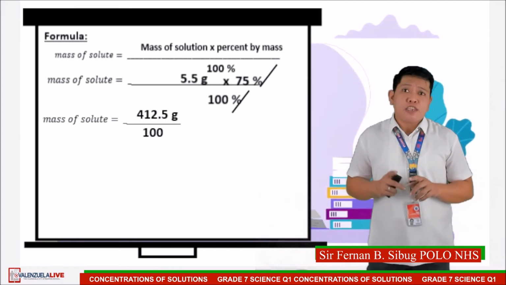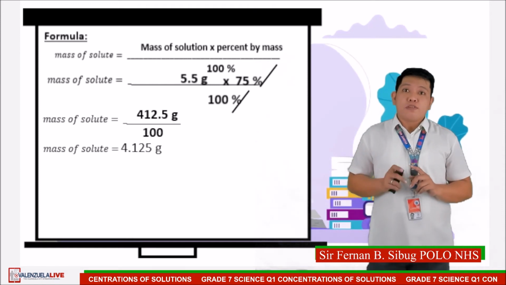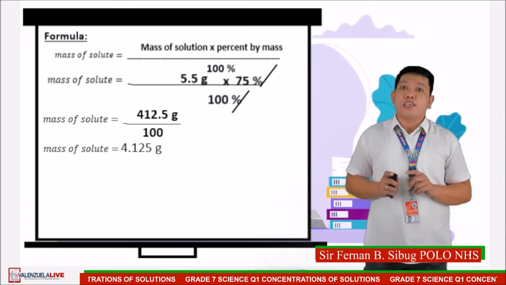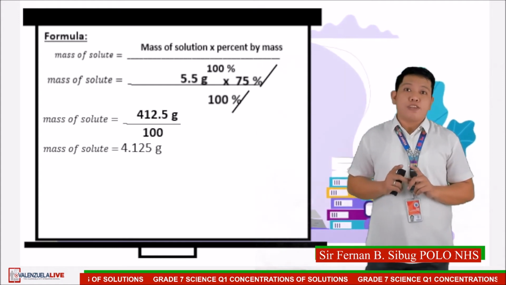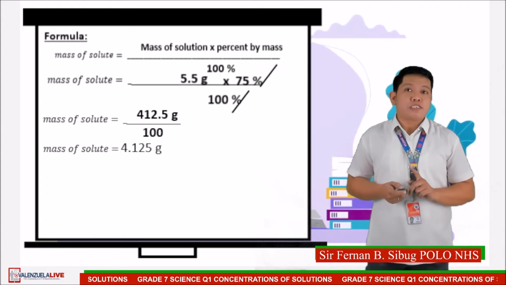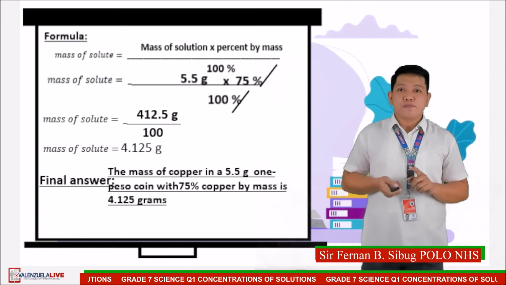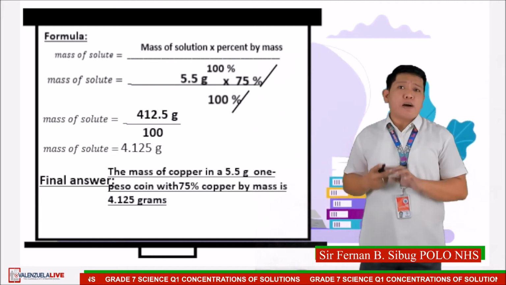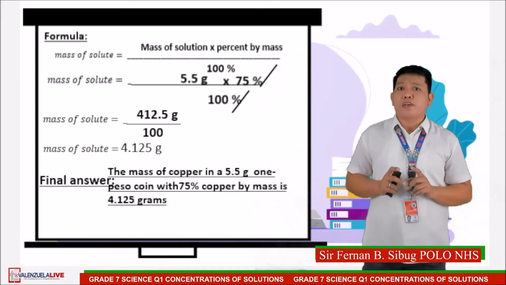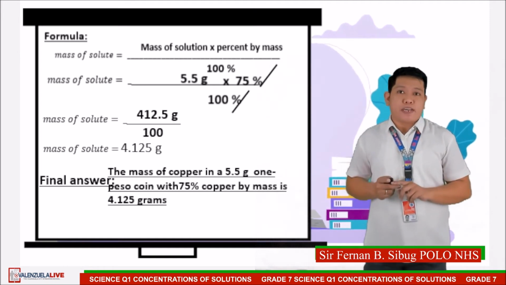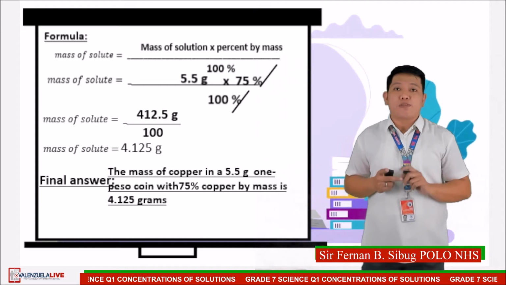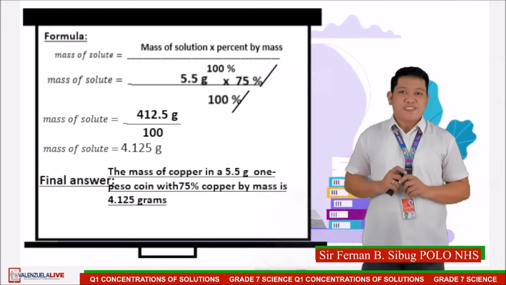412.5 grams divided by 100, we will have 4.125 grams. This means that the mass of the copper in a 5.5 grams 1 peso coin with 75% copper by mass is 4.125 grams.